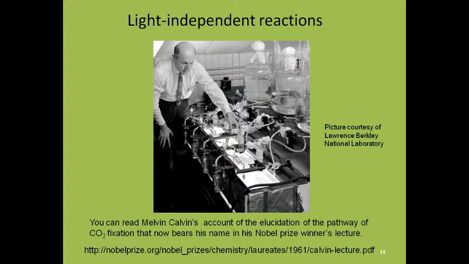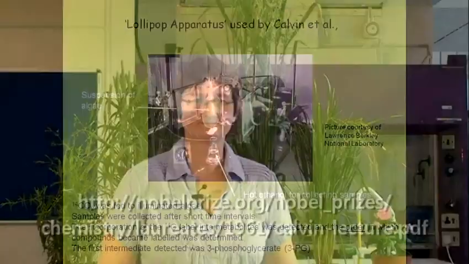The Calvin cycle uses ATP and NADPH produced by the light reactions, but the CO2 fixation reactions themselves are light independent. You can read Melvin Calvin's account of the elucidation of the pathway of CO2 fixation that now bears his name in his Nobel Prize winner's lecture.